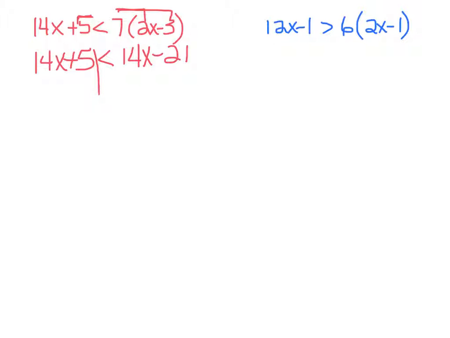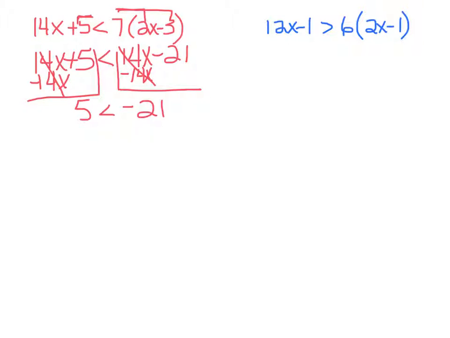Okay, so here is the left side of our inequality, and here is the right side. So let's take this 14x and subtract it from over here to make it go away. So we'll subtract 14x from the left side as well. When that happens, x's on both sides of your inequality are eliminated, and you are left with 5 is less than negative 21.